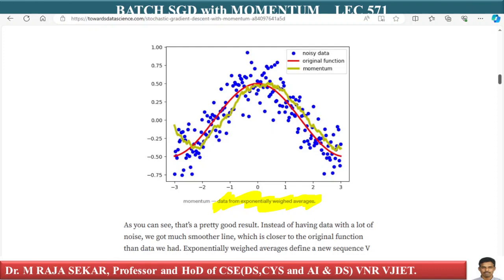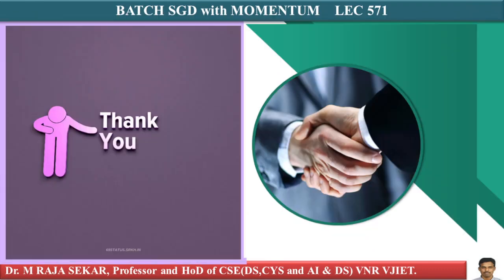Just see this one. It says exponentially weighted averages. I request all of you to go through this blog once, so that I can continue my discussion on batch SGD with momentum in my next lecture, that is in lecture number 572 also.